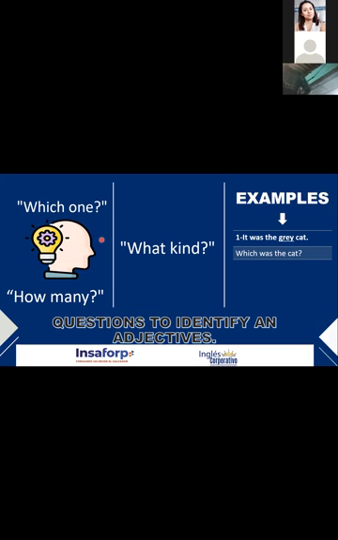For example. So, si yo digo, what kind of cat? ¿Qué tipo de gato? What kind of cat? Does it make sense? ¿Tiene sentido? Si yo digo, what kind of cat? ¿Qué tipo de gato? El gris. Yes. Right? Y si yo digo, ¿cuál gato? ¿Cuál gato fue? El gris. You always give me the same answer. Significa que estas dos preguntas me dan la respuesta de cuál es el adjetivo.